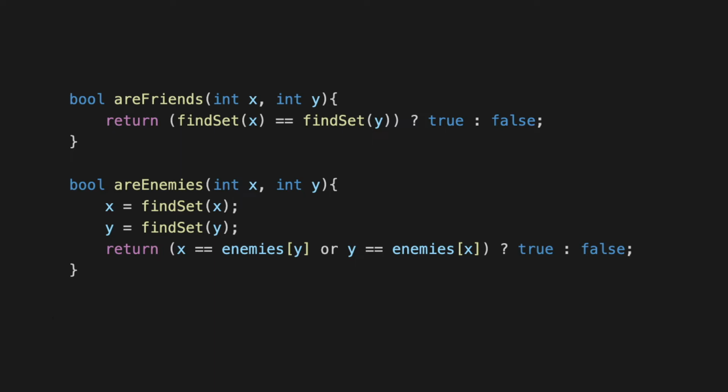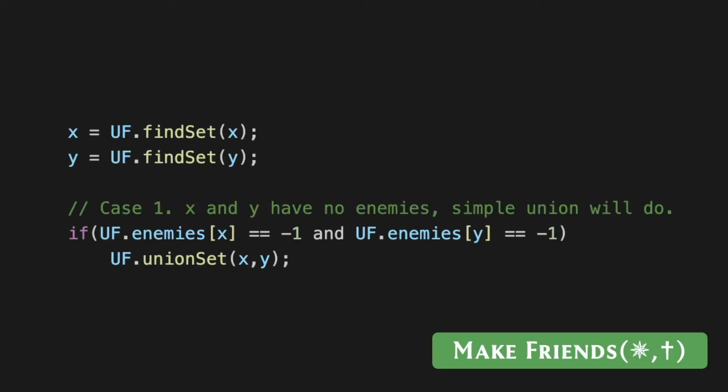So we have our friends and our enemies. You'll notice that our friends behaves very much like is same set. You just check if the leaders are the same and you return an appropriate value. As for enemies, here what we want to do is check if the leaders are enemies of each other, and if that happens to be the case, then we return yes, and otherwise we return no. So this is exactly as we discussed, and these are 2 really simple helper functions to write and get out of the way. The crux of the matter is really in figuring out the make friends operation.